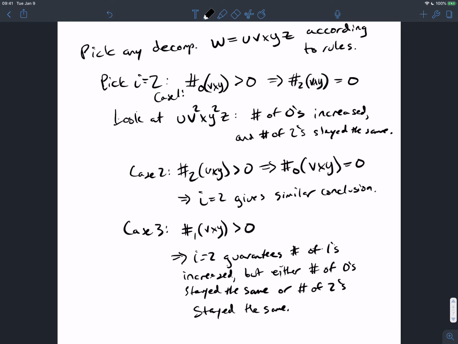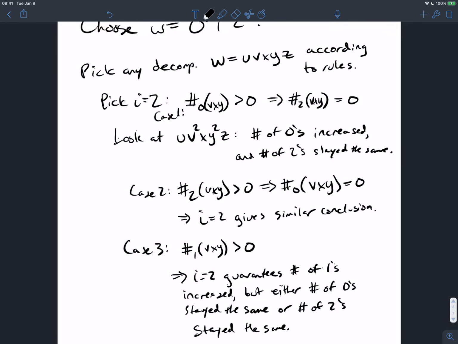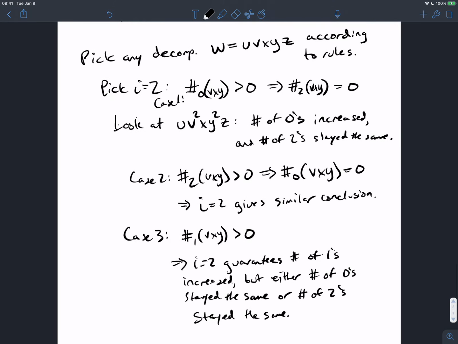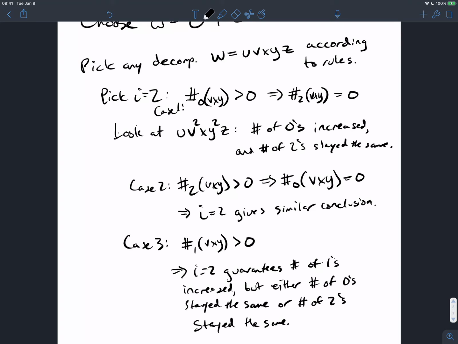Of course, we can make this way more formal and say that U is this, V is this. But I think this is a lot easier to see and understand than that. So the first case, just to recap, is if you have any zeros at all, then the number of twos must be zero. You can't have any twos, which means if you pump up, you added more zeros, but you kept the number of twos the same. Yeah?